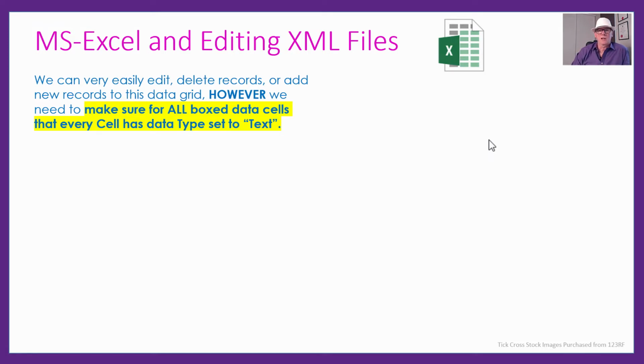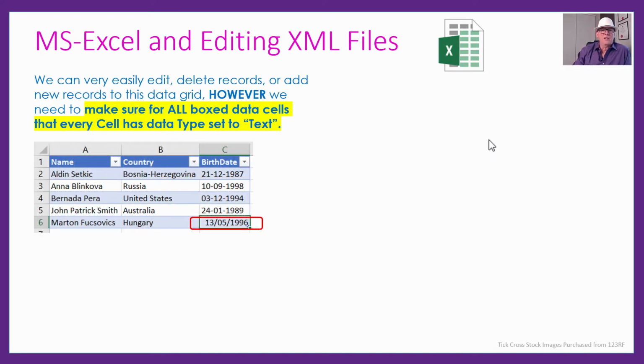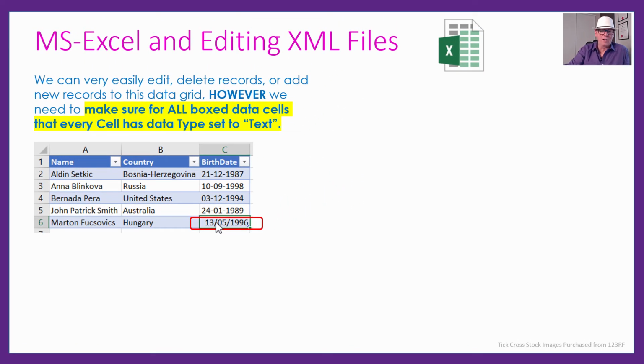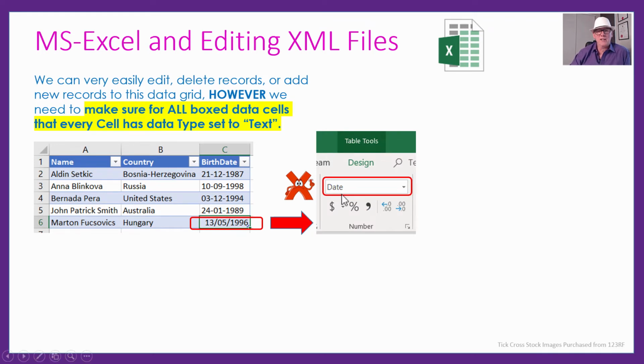Really nice and easy because all those tags are hidden away and out of sight and not interfering with the data. But we just have to make sure that all of the box data cells are all set to text type. Because what will happen was we went to add a new record here, so we just typed in Martin Fuchsovic's, great tennis player that we follow and do photos for, from Hungary. And when we put the data, we tried putting it in as dashes like these other ones, but Excel did us a favor, thought, oh, I know what that is, that's a date. So I'll put slashes, and I'll also change the data to be a date type.